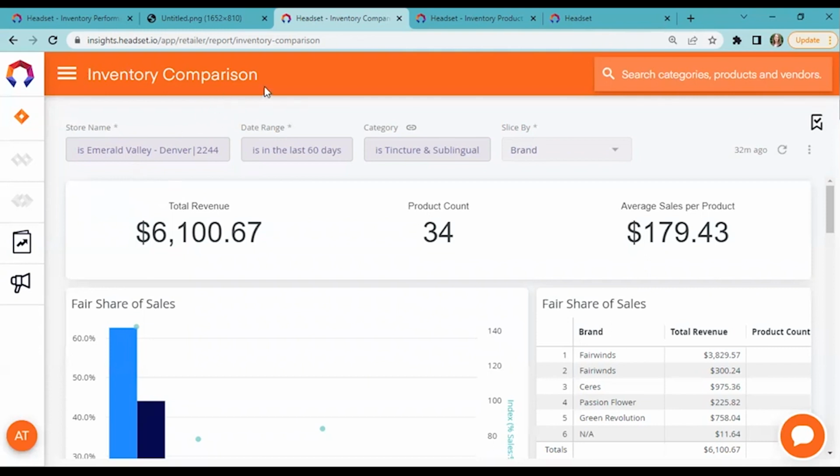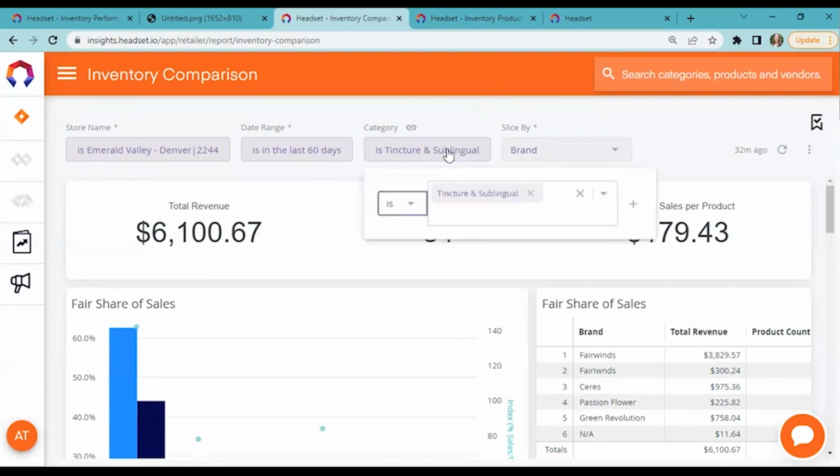So within inventory comparison, again, let's do it by store. I'm going to look at the last 60 days, but you can choose whatever makes sense to you. And then I did add a category here.